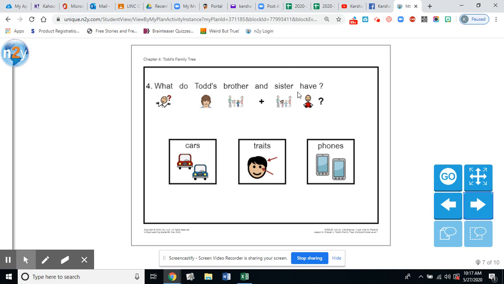What do Todd's brother and sister have? Cars, traits, phones. Well, they might have a car, they might have a phone, but in this story, we're talking about traits that Todd, his brother, and his sister all have. These traits that they inherited from other people in their family, like their mom, dad, and grandparents. So the answer here is traits.